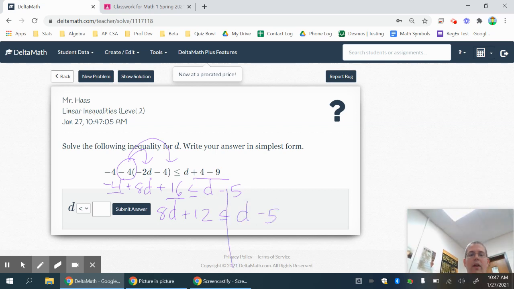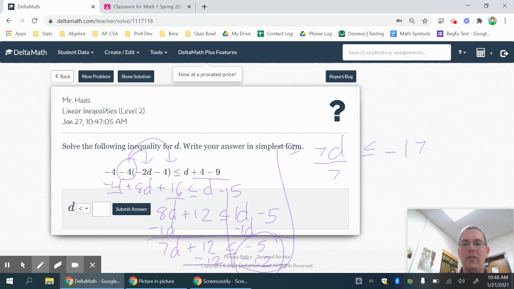Now at this point, when both sides are simplified, it's time to get all the variables together. So that means I'll need to subtract d from both sides. If it helps you, you can think of that as a 1d. There's always an understood 1 in front of a positive d. So that gives me 7d plus 12 is less than or equal to negative 5. Then I'll need to subtract 12 from both sides, because to get the d by itself, I need to move those numbers first. I'll rewrite this up here because I'm about out of room. 7d is less than or equal to negative 5 minus 12, which is negative 17.